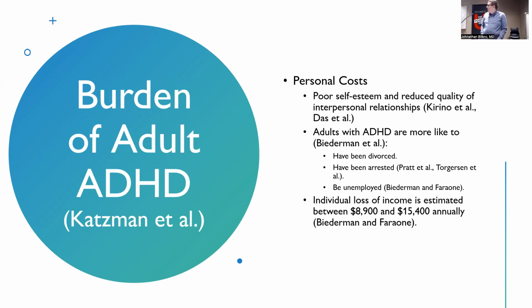So when we think about the burden of adult ADHD, we break that down into personal costs. So things like poor self-esteem, reduced quality of relationships. Adults with ADHD have been shown to be more likely to get divorced, to be arrested, to be unemployed. And the individual loss of income for an adult with ADHD is estimated between $8,900 and $15,000 annually, right? So I don't know about you all, but if I had some disorder that could be treated, that was causing me to lose $15,000 a year, I'd want to do something about that. So from a personal standpoint, it has some costs.